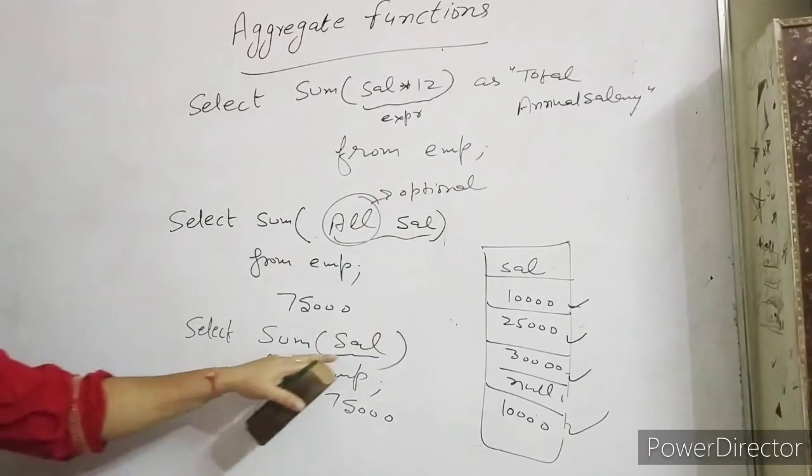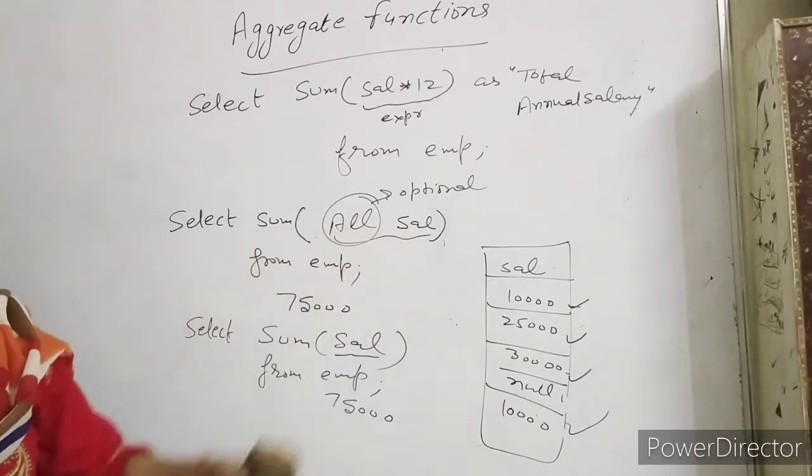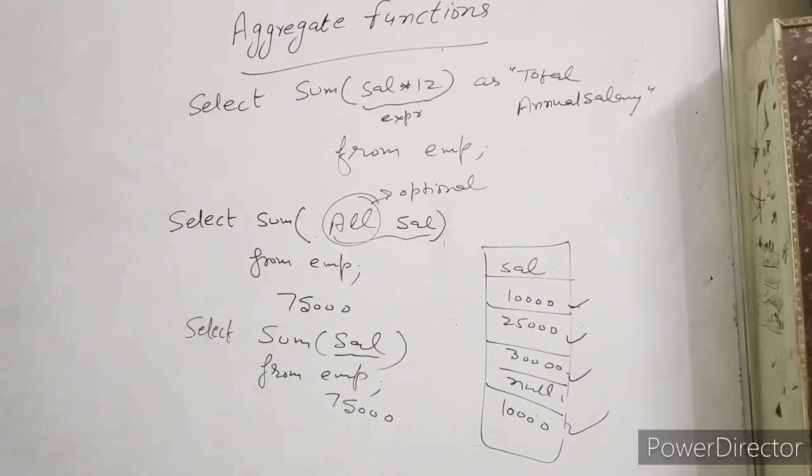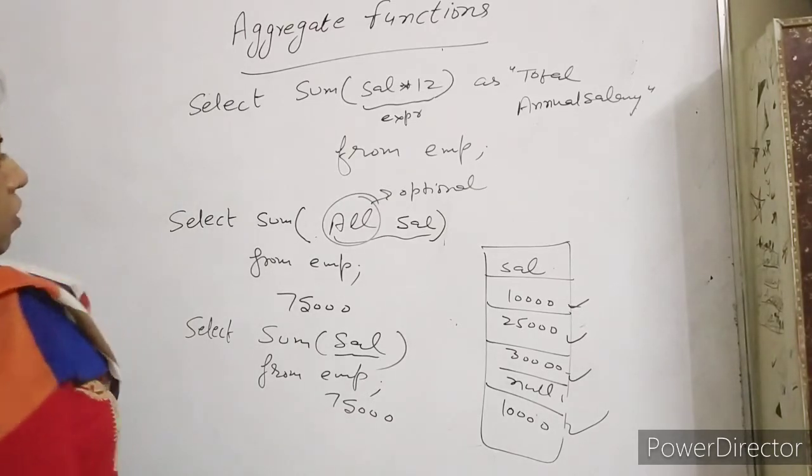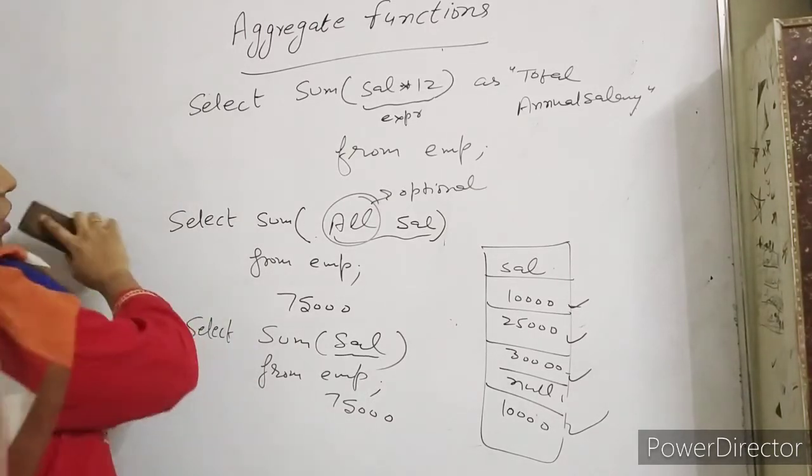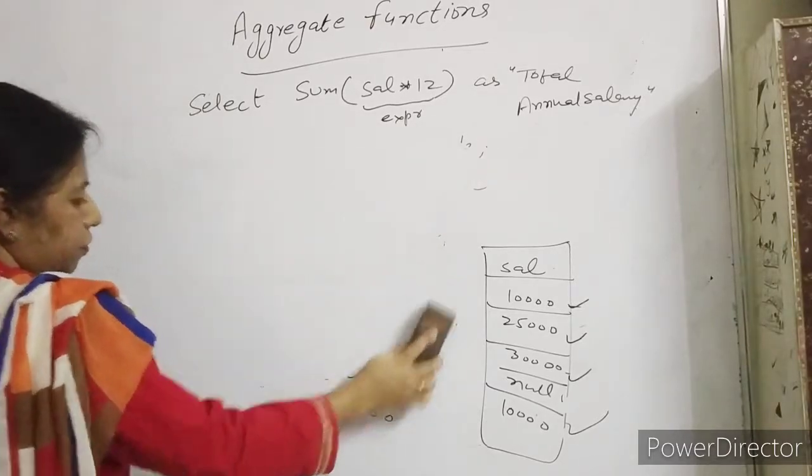It is optional to write. If I write SUM salary or SUM ALL salary, both queries will return the same answer. If I write SUM DISTINCT salary, then you ignore the duplicates and then calculate the sum. Okay? The SUM function is clear, I think, to all of you.